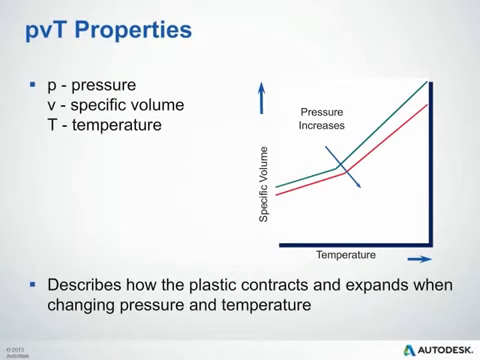Here's a good example of what a typical PVT diagram might look like. The PVT diagram, as we mentioned briefly before, is going to show how a plastic contracts or expands as the pressure and temperature change. If you think of something like a marshmallow, if we heat that marshmallow up, it will likely expand. It'll occupy more volume. If we apply pressure to something, let's say a sponge, the sponge will actually decrease in the specific volume or the volume it is occupying.